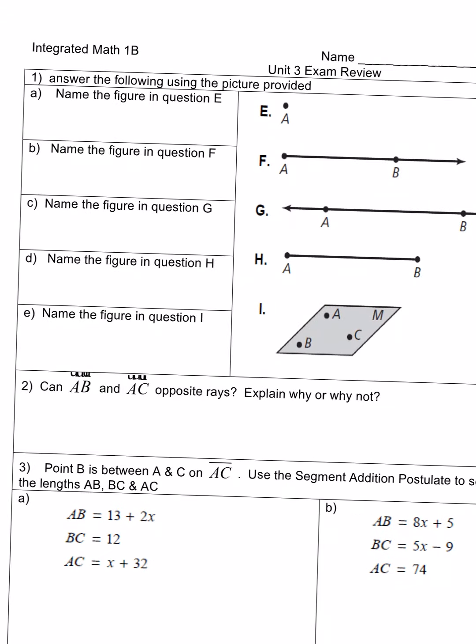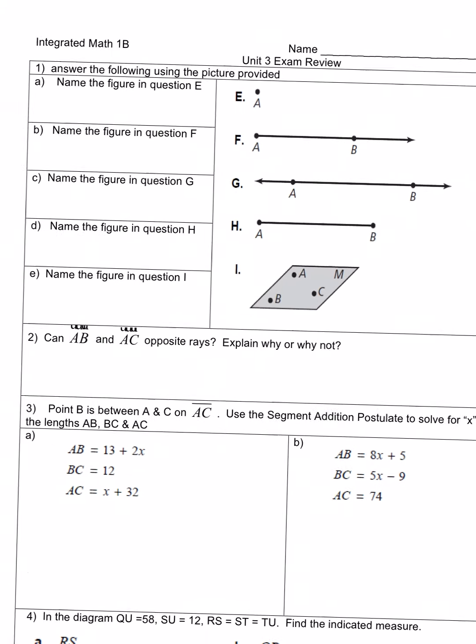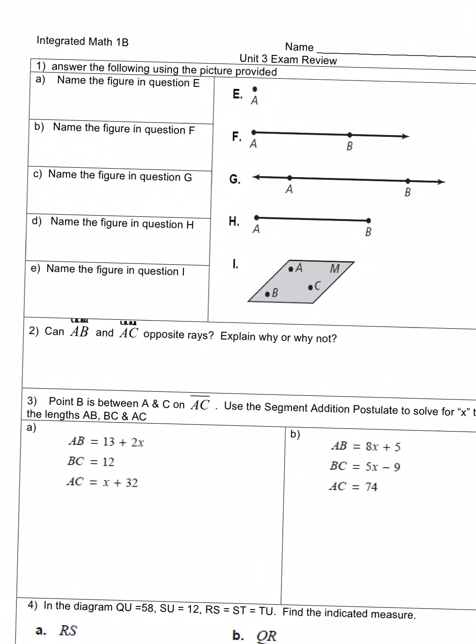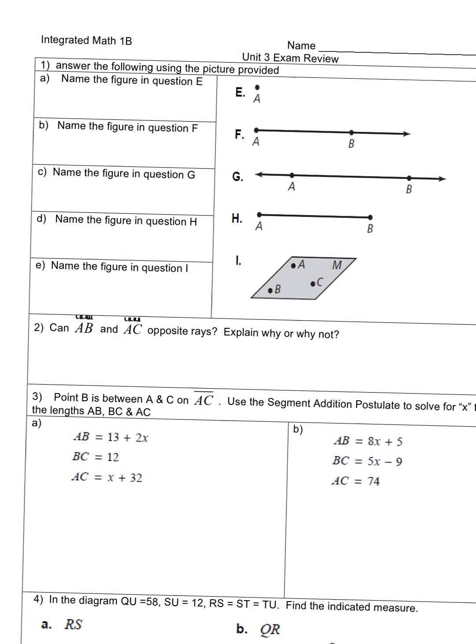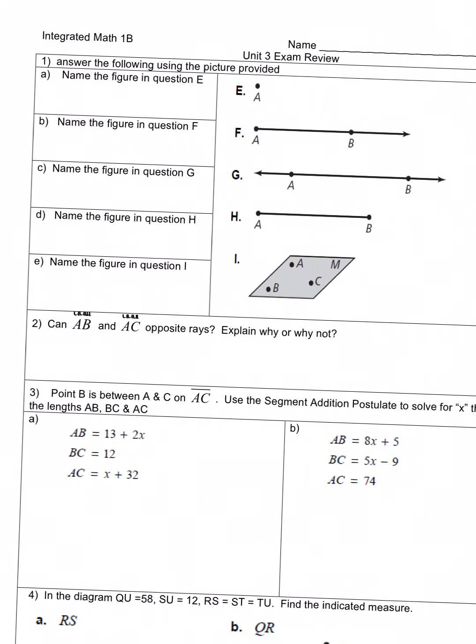All right, number 1, it says answer the following using the picture provided. Name the figure in question E. All right, question E is a point, and that would be point A. So we would name this figure point A. If you just put a regular capital A, that's okay too.